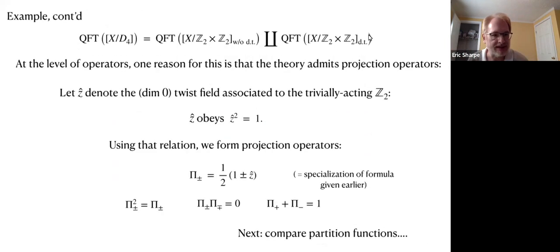Now, let me check this explicitly. First off, I need projectors. I gave you a general formula, but here we can actually just eyeball it. If Ẑ denotes the dimension zero twist field associated to that trivially acting Z2, well, it squares to one, and so we can almost immediately build projectors which have this form. It's a specialization of the formula from Wedderburn's theorem, but it's so easy in this case, you can basically write it down by inspection. So that gives us projectors. That tells us that the original theory breaks into two pieces, but it doesn't tell me what the pieces are. In order to understand what the pieces are, next, let me compute partition functions.